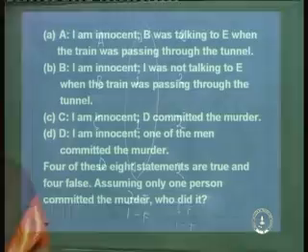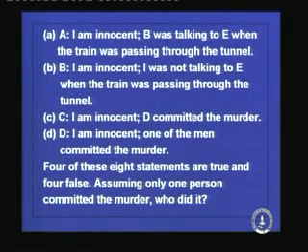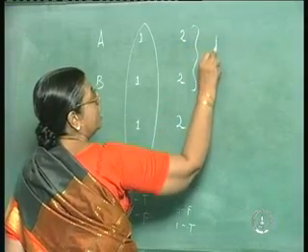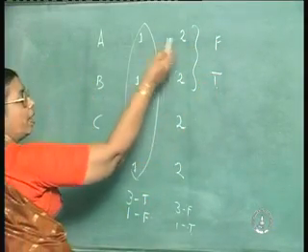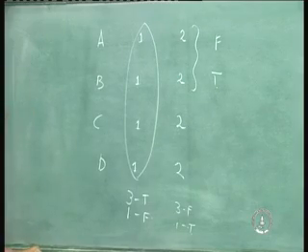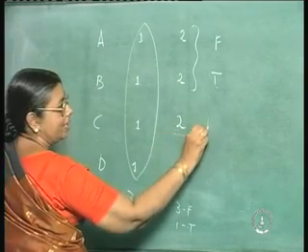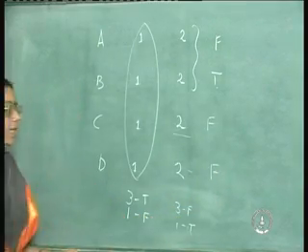And look at the second statement of A and B. What is that? A says B was talking to E when the train was passing through the tunnel, and B says, I was not talking to E when the train was passing through the tunnel. One is the negation of the other. If what A says is true, what B says is not true. If what B says is true, what A says is not true. So, out of these two, one is false and the other is true. Either of them may be false, the other may be true. So, it amounts to saying that one of these is false and the other is true.